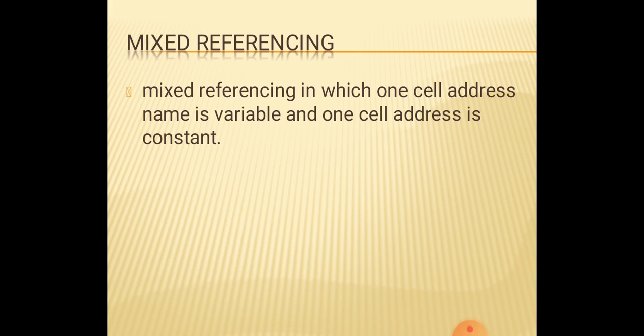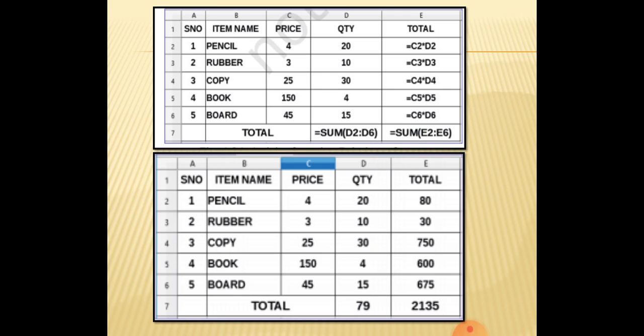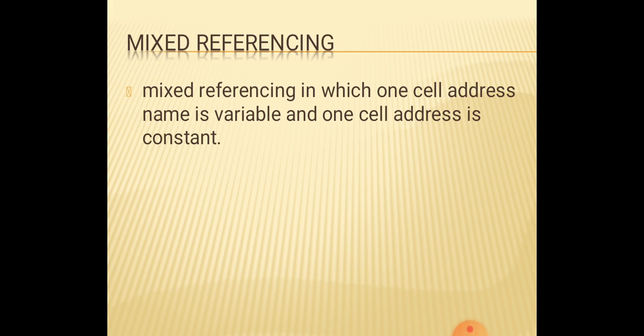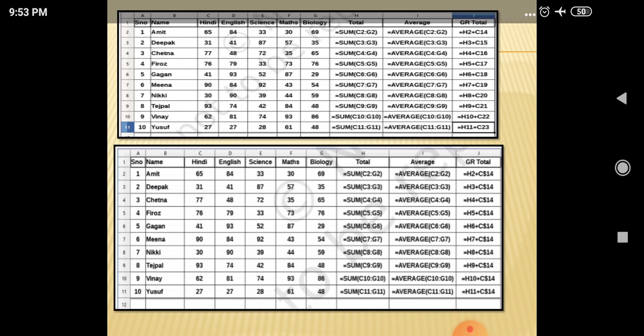Next one is mixed referencing. Mixed referencing is one in which one cell address name is variable and one cell address name is constant. That is, one cell address is variable in the sense that the row's name will be different and the column's name will be constant. In either manner we can use it. That is called mixed referencing. See this example, you will be clear about it.